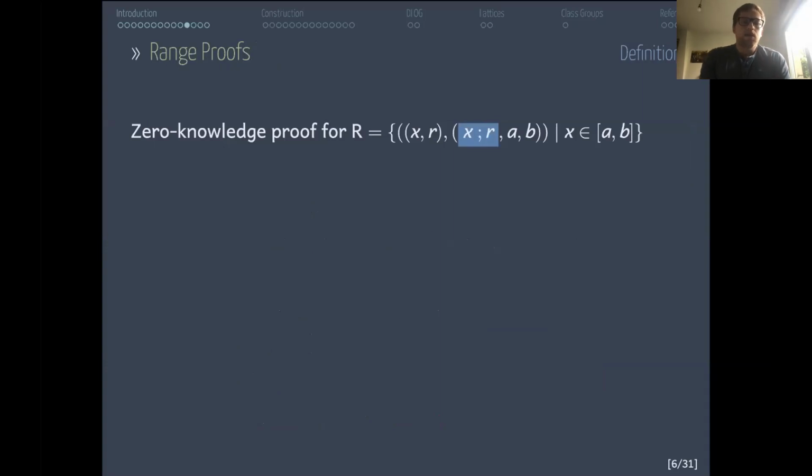Essentially, a range proof is just a zero-knowledge protocol for the following relation. The witness is X and R, so the opening, and the statement is the commitment and two integers A, B, which define a range. And we want to show that the committed value lies inside the given range, so X in [A, B], essentially.